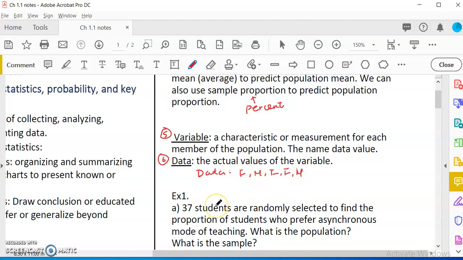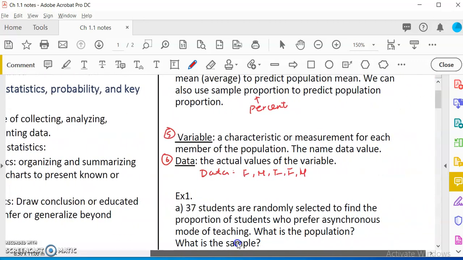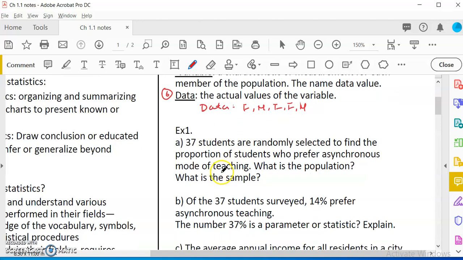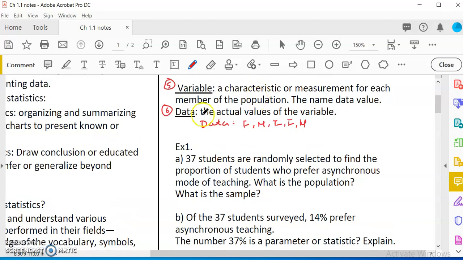Okay. So that is the 6 terms that we are going to look at right now. And in the second video, we'll go through some examples on classifying these terms.